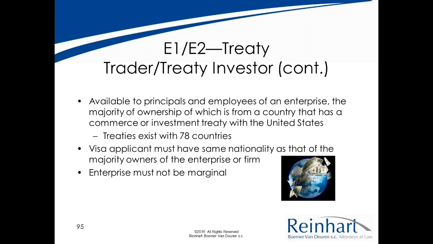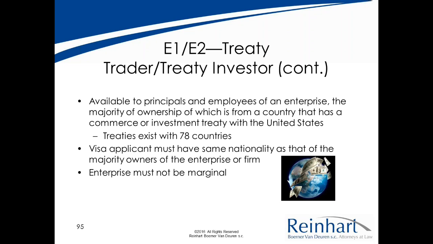78 countries, and the trade must be substantial, meaning that a majority of the trade that this U.S. company that's petitioning is doing involves the country of nationality that's qualifying the enterprise. So they look at, okay, if you're from France and you want to get an E from France, how much trade are you doing with France? And you have to show a majority of your international trade is with France.